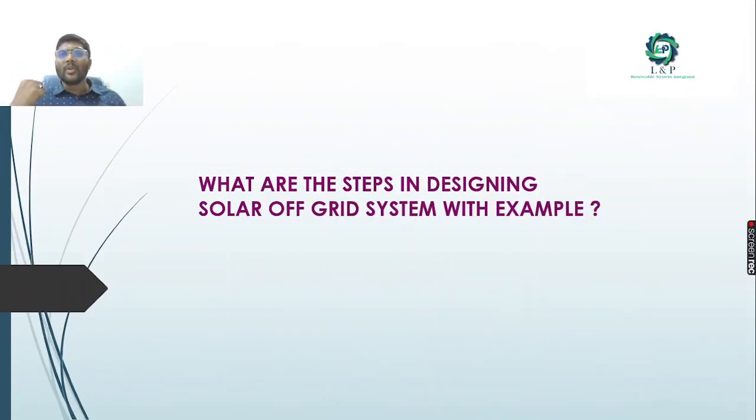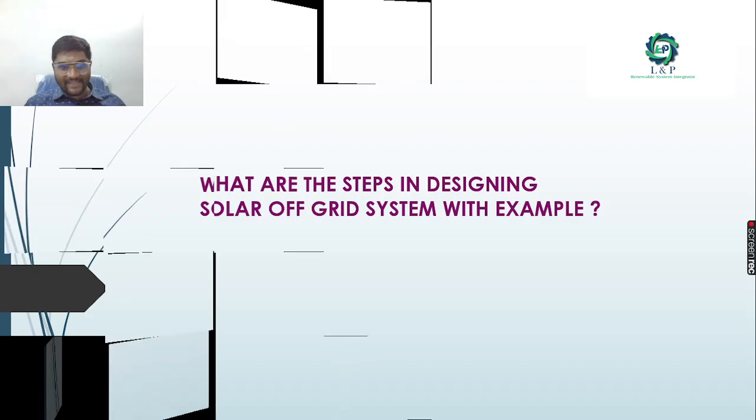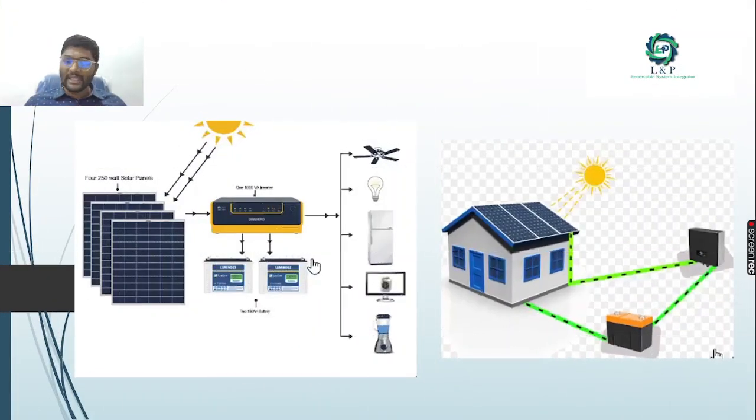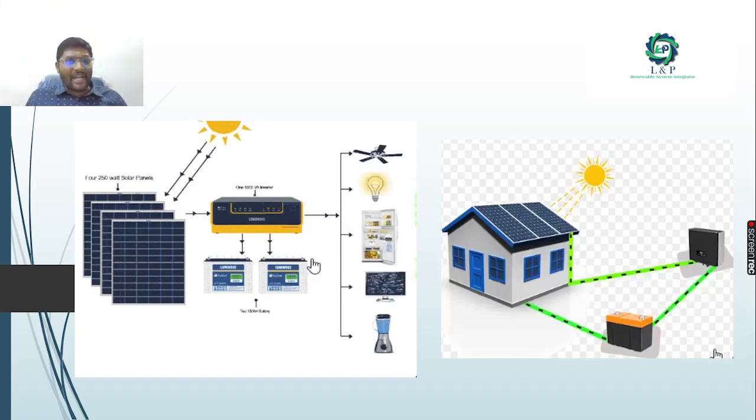So let's get into the topic. Today we are going to discuss the steps involved in designing a solar off-grid power system, with examples also. This is one of the animated videos for your easy understanding. If you are planning for a solar off-grid system, for sure the sun is going to help you through the solar panels. You are going to charge your batteries with the help of the solar inverters, and you can connect your AC loads along with it.